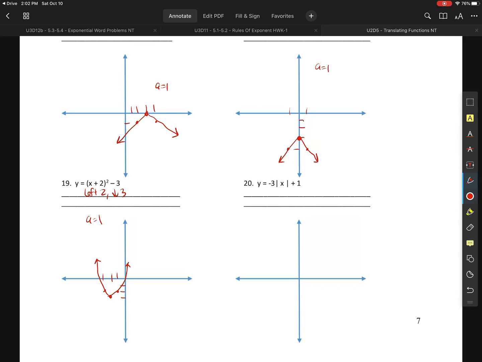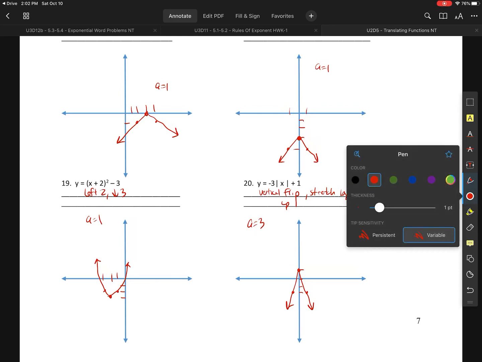All right, we got a vertical flip, stretch by 3, up 1. So I go up 1, I got a vertical flip, and now since A equals 3, I go down 3 over 1, down 3 over 1. I have a skinnier absolute value due to A being 3.